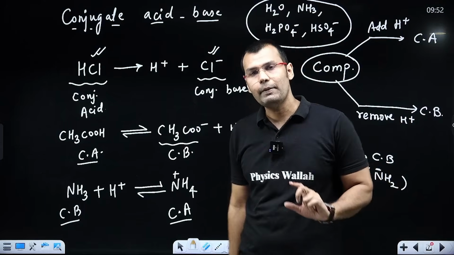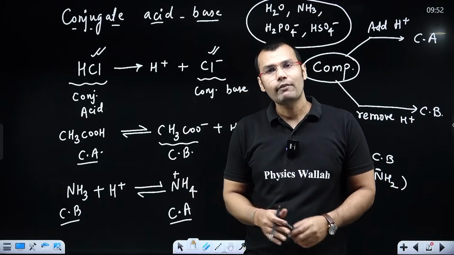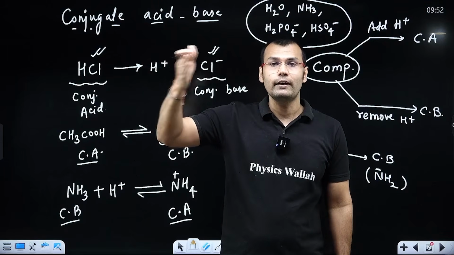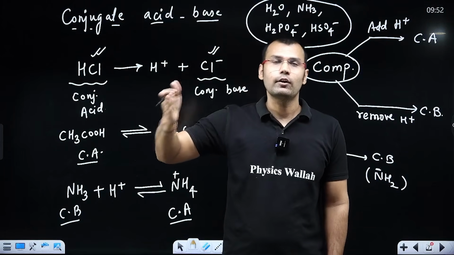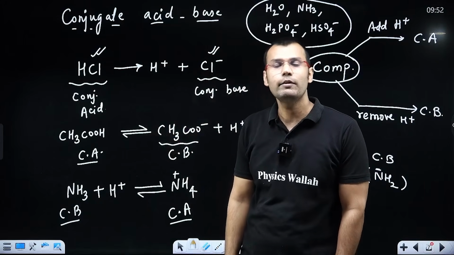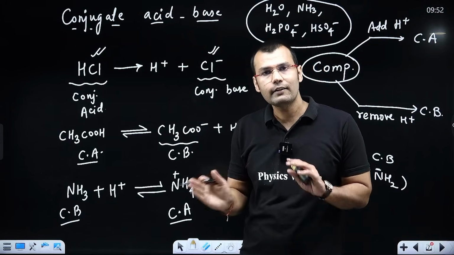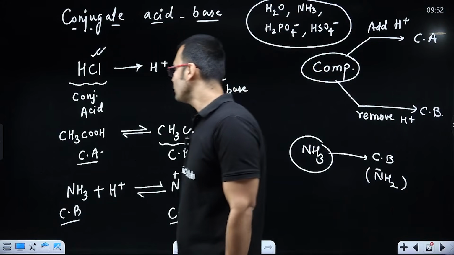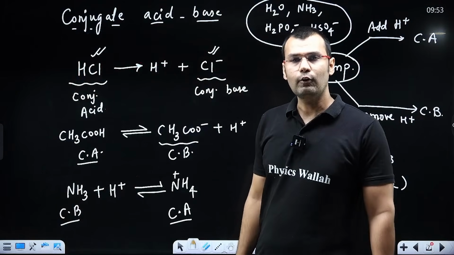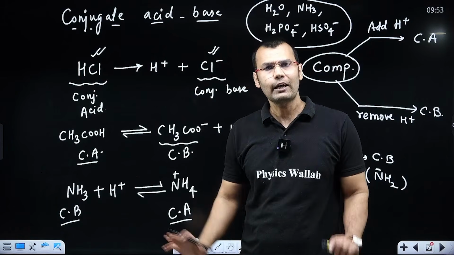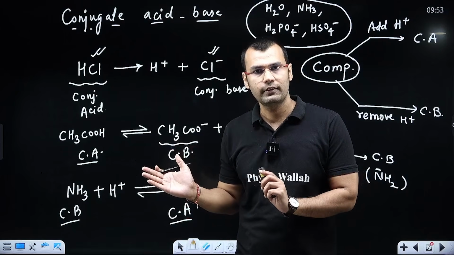And the same thing is applicable for the base. If you have a weak base, then its corresponding acid will be strong. If you have a strong base, then its corresponding acid will be weaker. So we have a reverse relation here between conjugate acid and conjugate base. If the conjugate acid is strong, then the conjugate base will be weak. We are talking about the strength of acid and base.